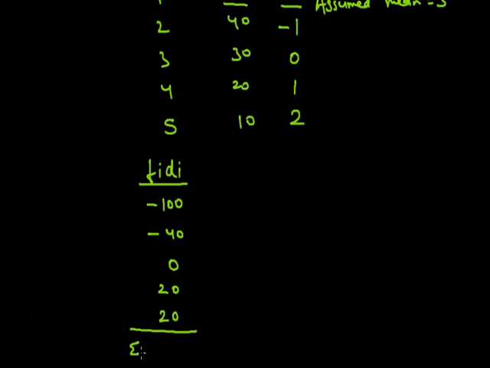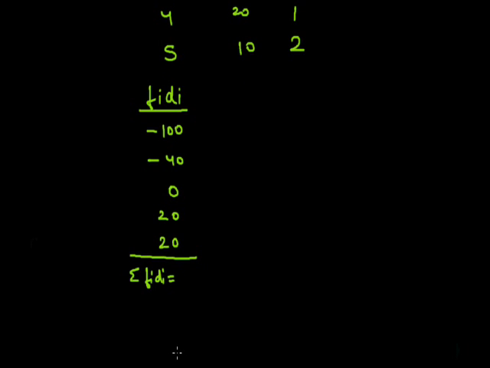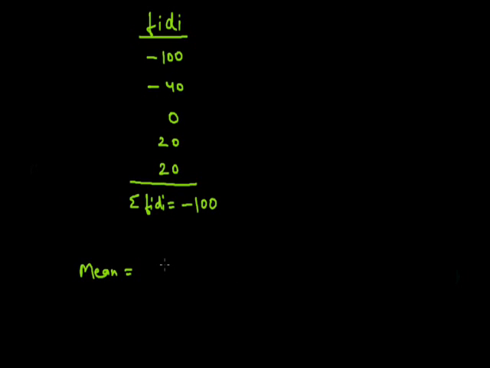Now we'll do the summation of this fi di, adding up all the values of fi di we got. If we add all these values, we get the answer as minus 100. For finding out the mean, we take this summation of fi di and divide it by the summation of fi, that is the number of observations. But in this we also add the assumed mean that we have taken, because as we have subtracted the assumed mean from each observation, definitely we need to add it back for finding the mean. In this way we can find out the mean.